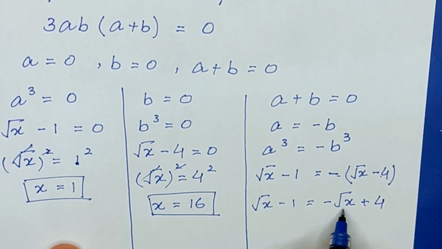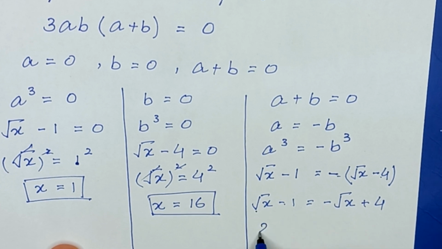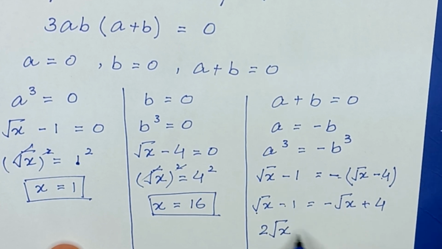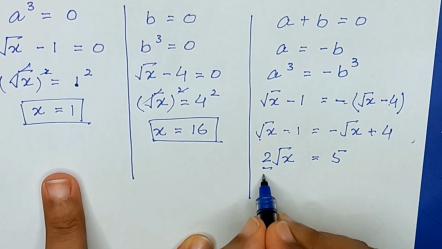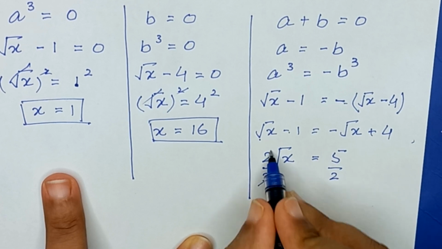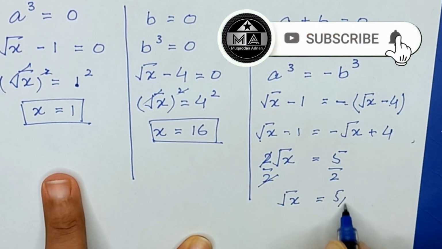Now we will take this square root of x to the left hand side, so it will become positive, and this negative 1 to the right hand side, so it will become positive. So square root of x plus square root of x will become 2 times square root of x, which is equal to this 4, and this plus 1 will be 5. So we will divide 2 on both sides. So 2 and 2 will be cancelled out, and square root of x is equal to 5 divided by 2.